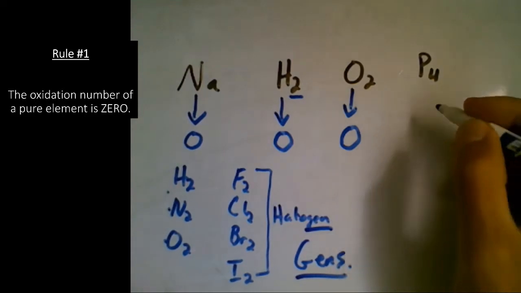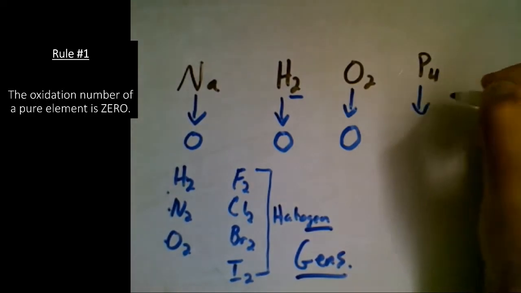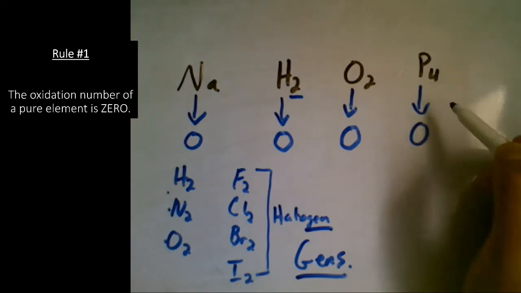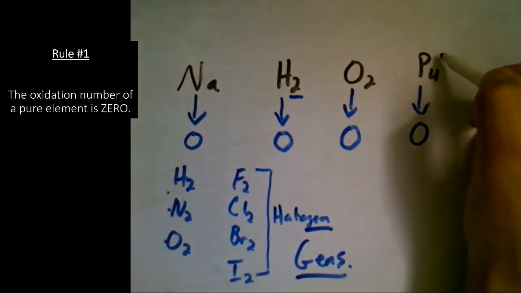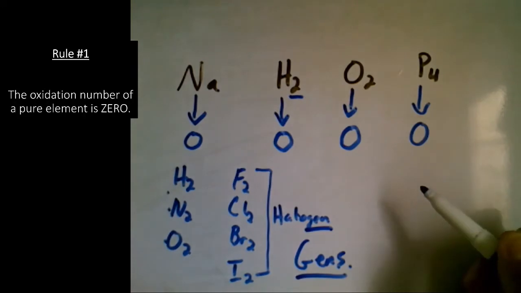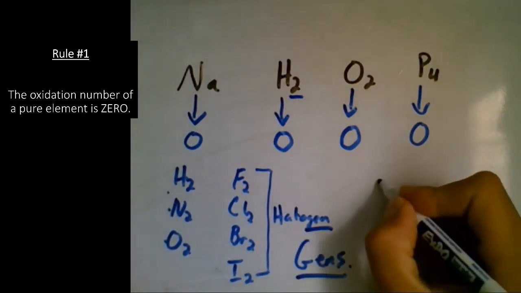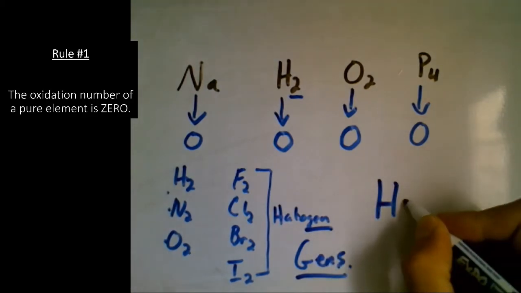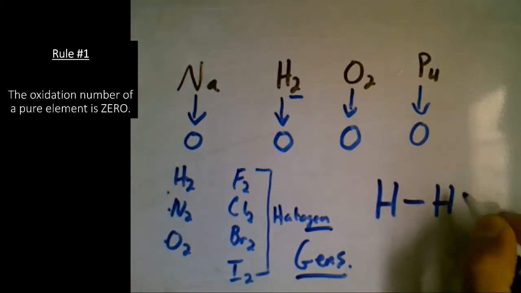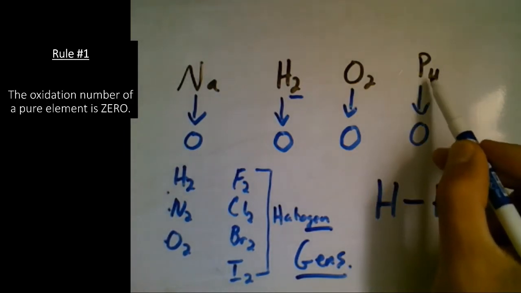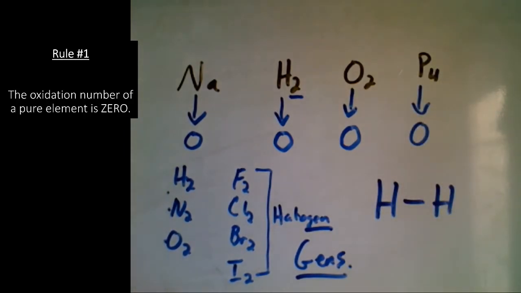This substance over here, P4, also has to have an oxidation number of 0 because it's just an element. It's just phosphorus, even though there's lots of them. It has no charge, so it has to have an oxidation number of 0. It's probably important to understand why at this point. Keep in mind, if you had something like hydrogen, that's 2 hydrogens bonded to each other. If it was phosphorus, that's 4 phosphoruses bonded to each other.